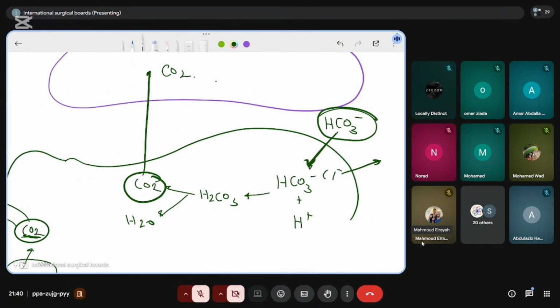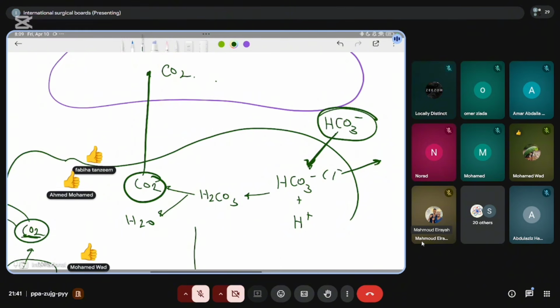This process is responsible for the transport of up to 70% of the entire carbon dioxide produced in the body. So this is the main mechanism of carbon dioxide transport. No problem. Is it clear to everyone?